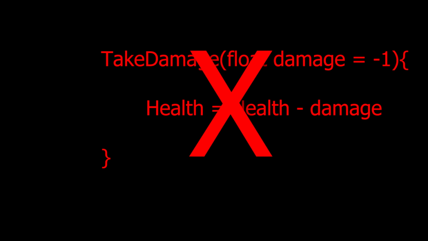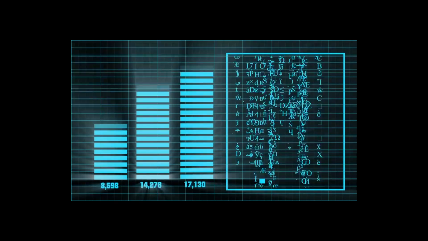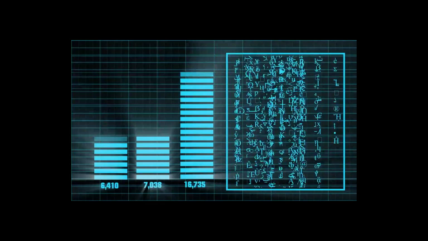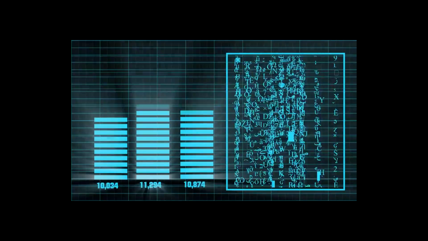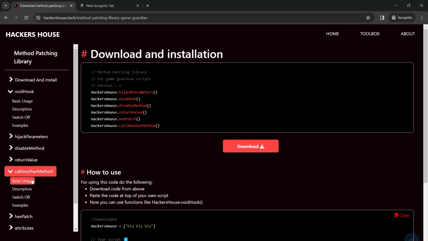Similarly, there can be a function called getHealth. In this case, we will change the return value. So, in summary, method patching means changing the working of a method by changing either the input, processing, output, or disabling the method from running. There are other advanced things like void hooking or method redirection, which we will learn in other videos in this series. Let's do the practical now.